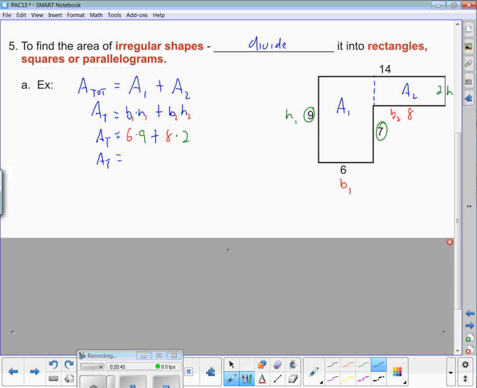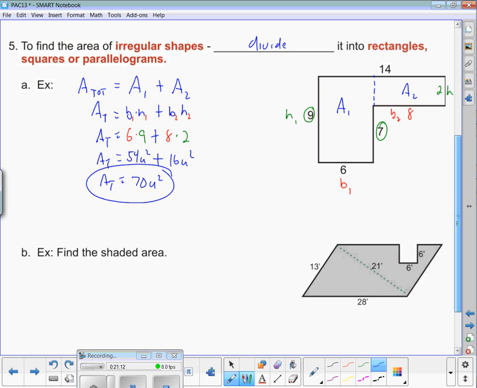6 times 9 is 54. Because I don't have any units listed, I'll put units squared. 8 times 2 is 16. Because I don't have feet or inches or anything, I'll put units squared. Total them up. 54 plus 16, 70 square units is the area of the shape.